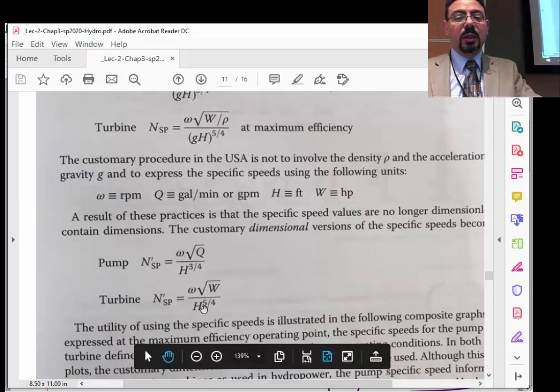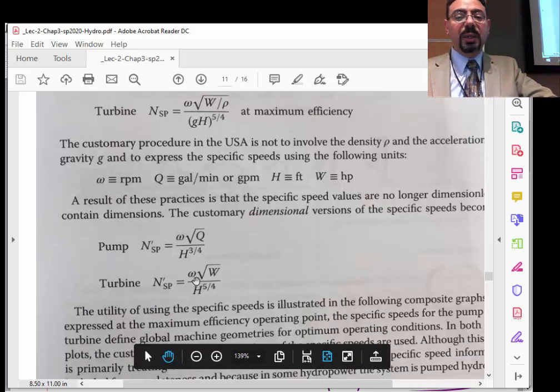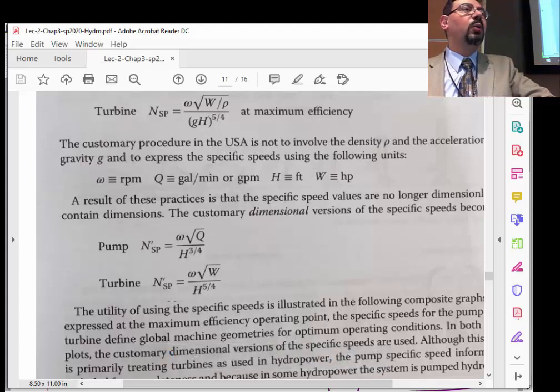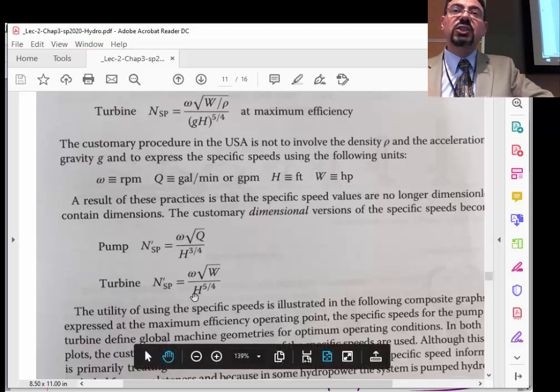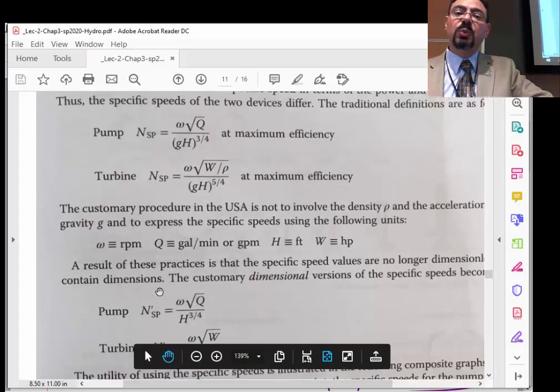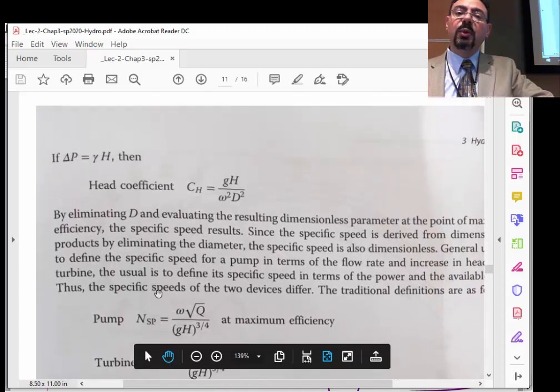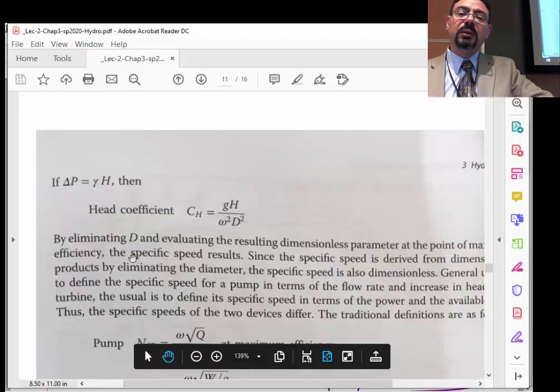So omega in RPM, the power in horsepower, and the H is in feet will set this number. So that explains why I told you which one requires or prefers a Pelton wheel, the one with high head, right? If H is really high, what happens to the specific speed? It becomes really small. So you will end up going here.